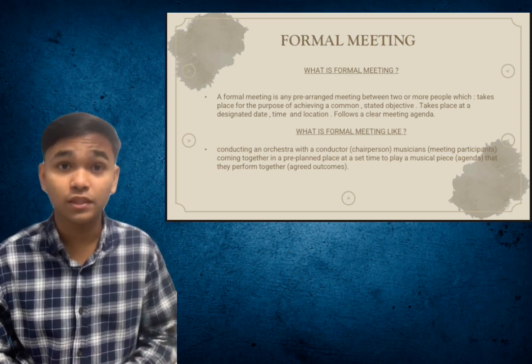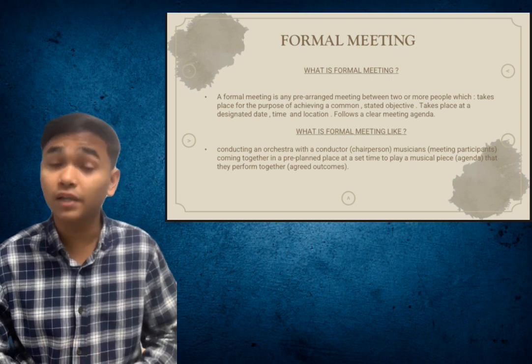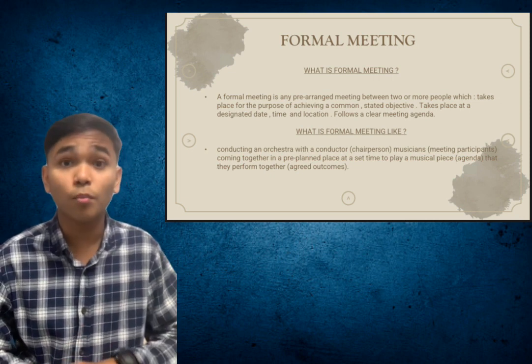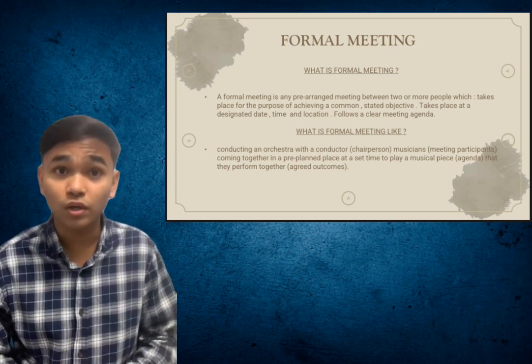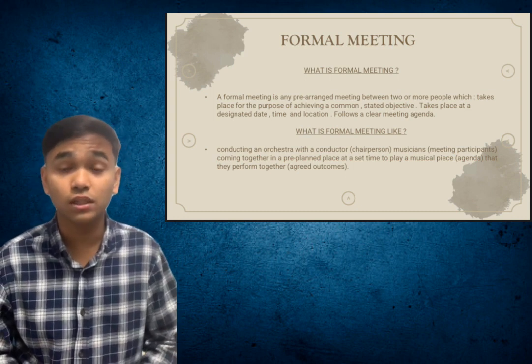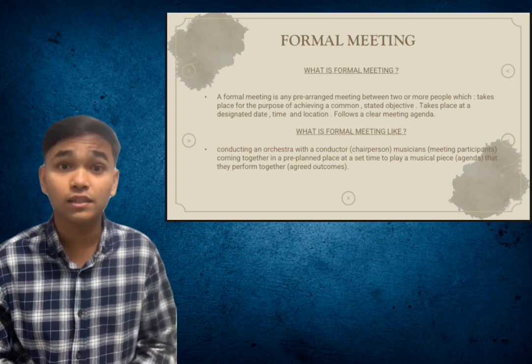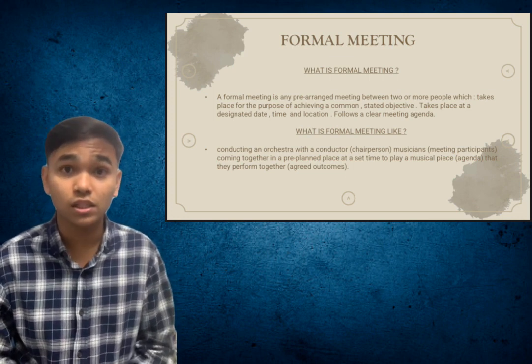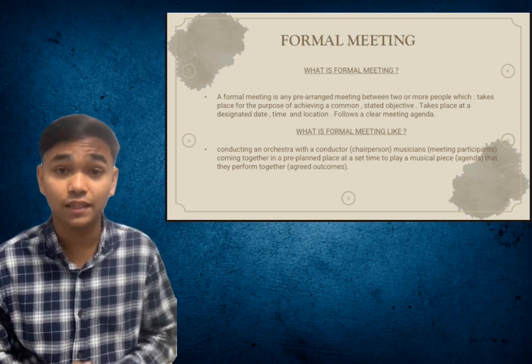What is formal meeting? A formal meeting is any pre-arranged meeting between two or more people which takes place for the purpose of achieving a common stated objective, takes place at a designated date, time and location, and follows a clear meeting agenda.